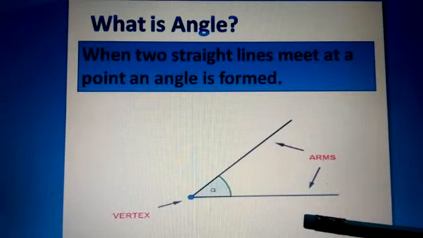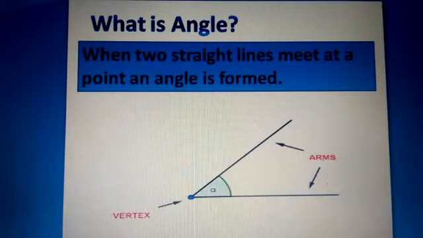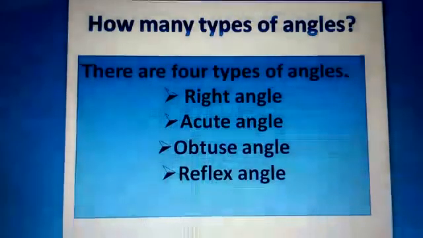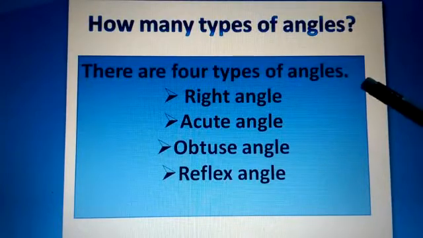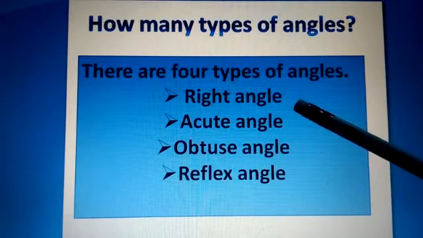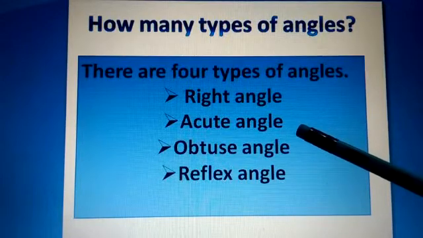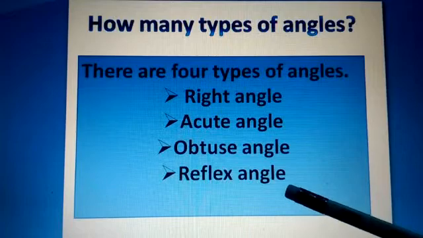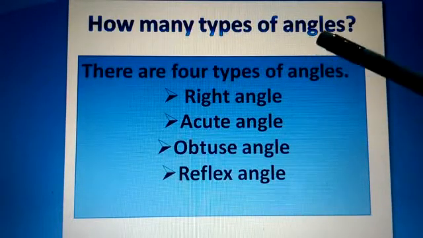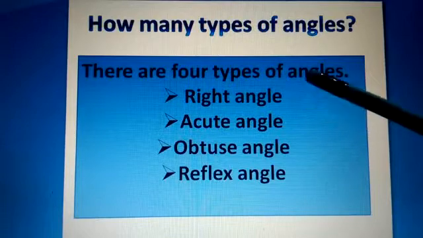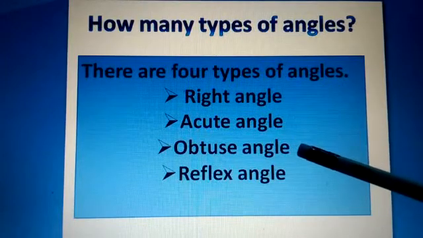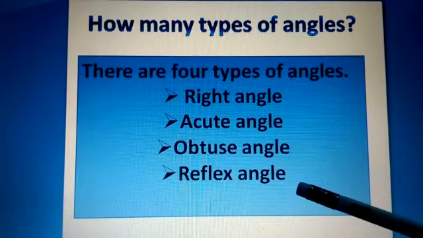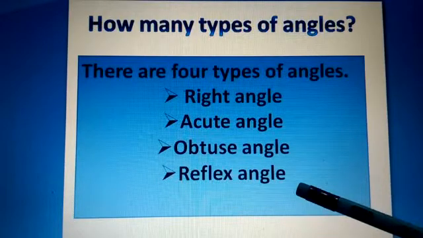Done class? Now our next question is, how many types of angles? There are 4 types of angle. Number 1, right angle. Number 2, acute angle. Number 3, obtuse angle. Number 4, reflex angle. Again repeat with me. Right angle, acute angle, obtuse angle, reflex angle. And you have to learn the spelling of these angles again and again.